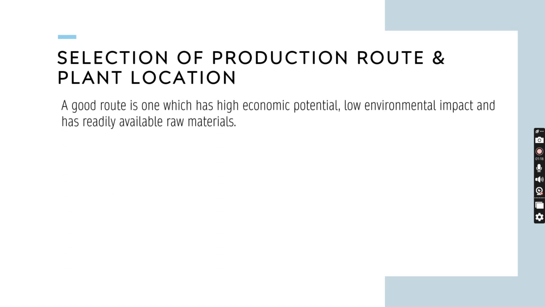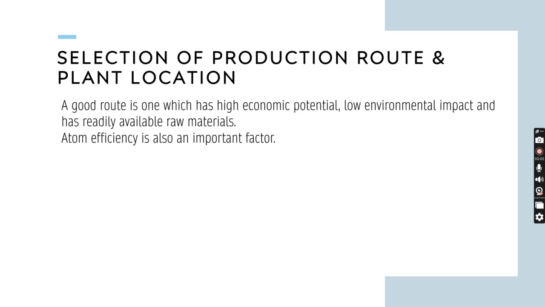So, what is a good route? A good route to produce a chemical is one which has a high economic potential, because when you operate a chemical plant, you target profitability, as in any business. So your route should be profitable. It has a high economic potential, low environmental impact, because sustainability is the key. Sustainability is the key of new businesses and the new force that will drive businesses in the coming time. And it has readily available raw materials. Why? Because if the raw material is easily available to you, you can reduce the transportation cost.